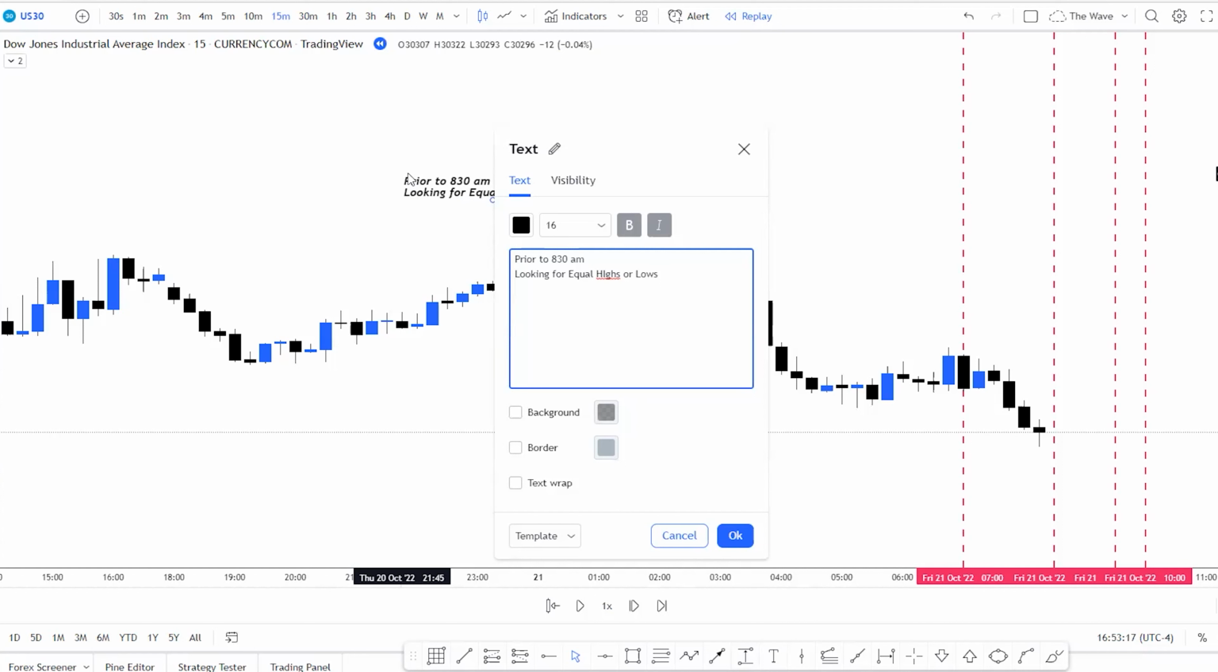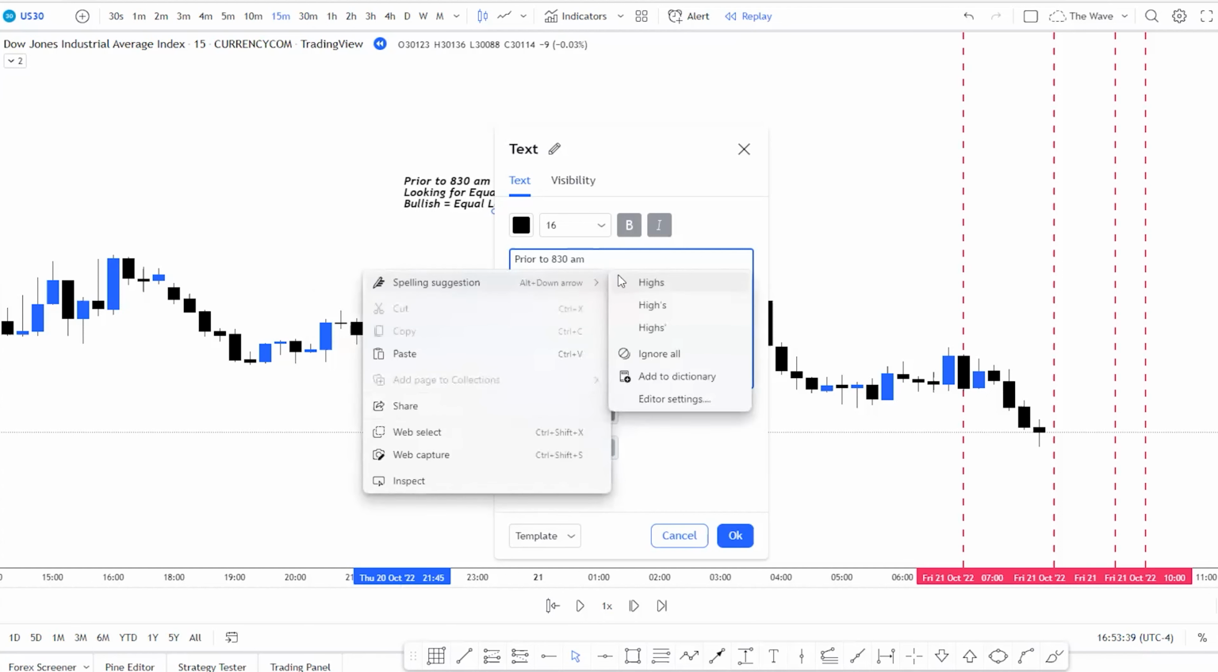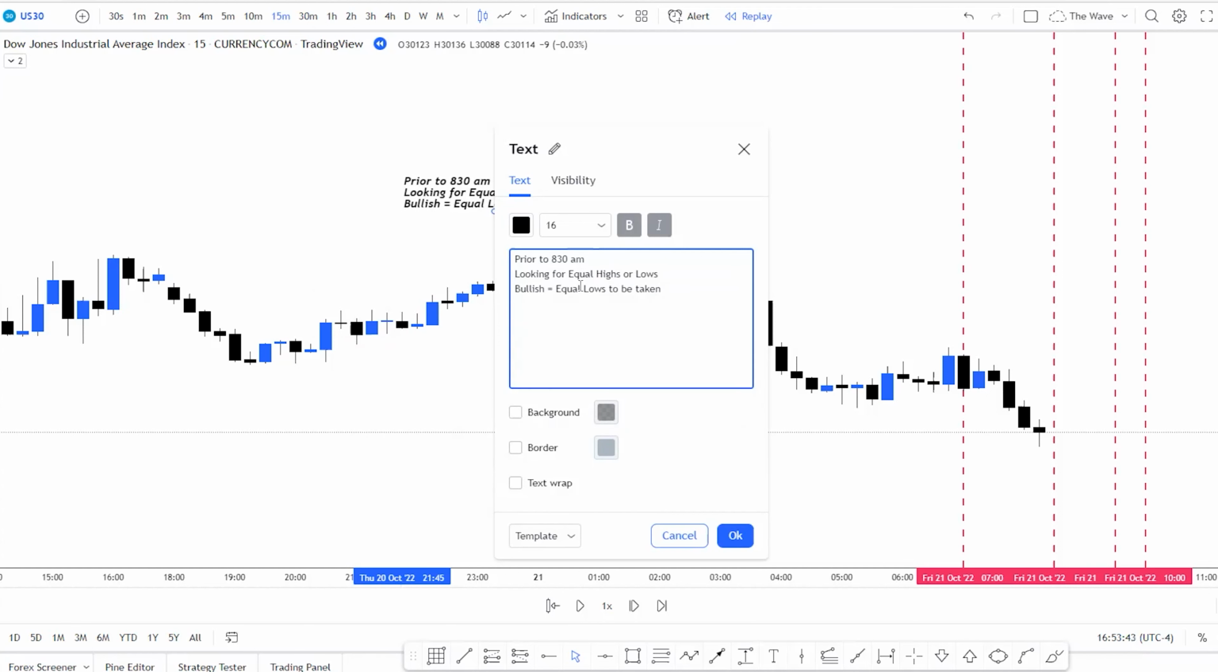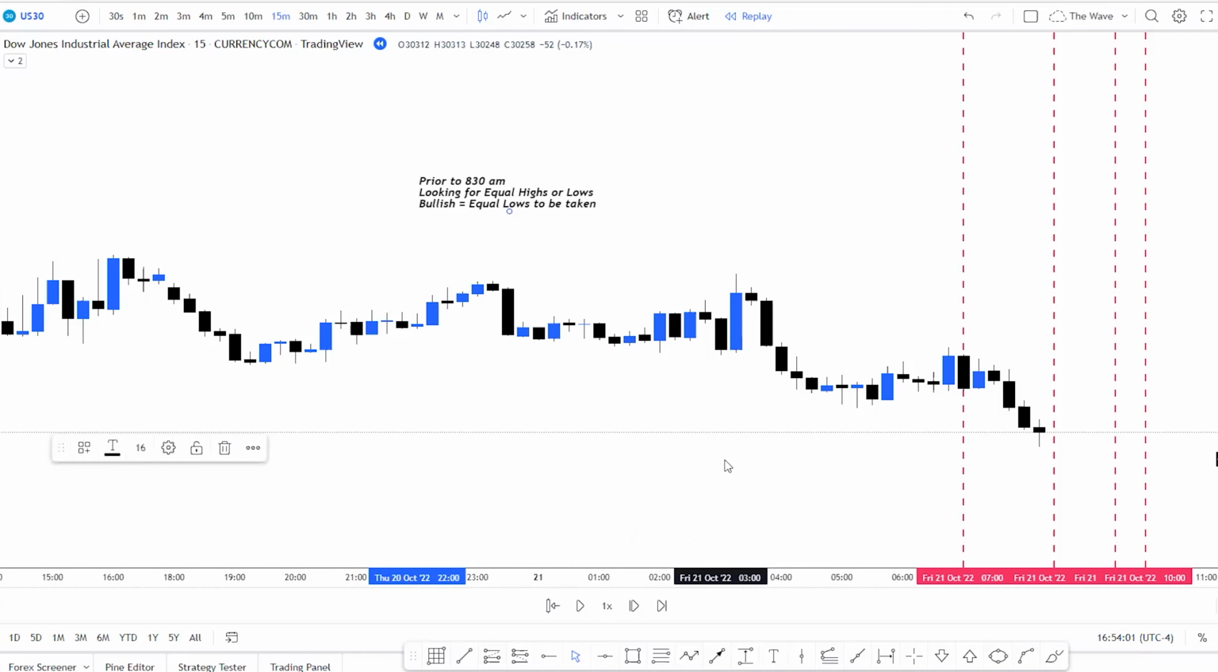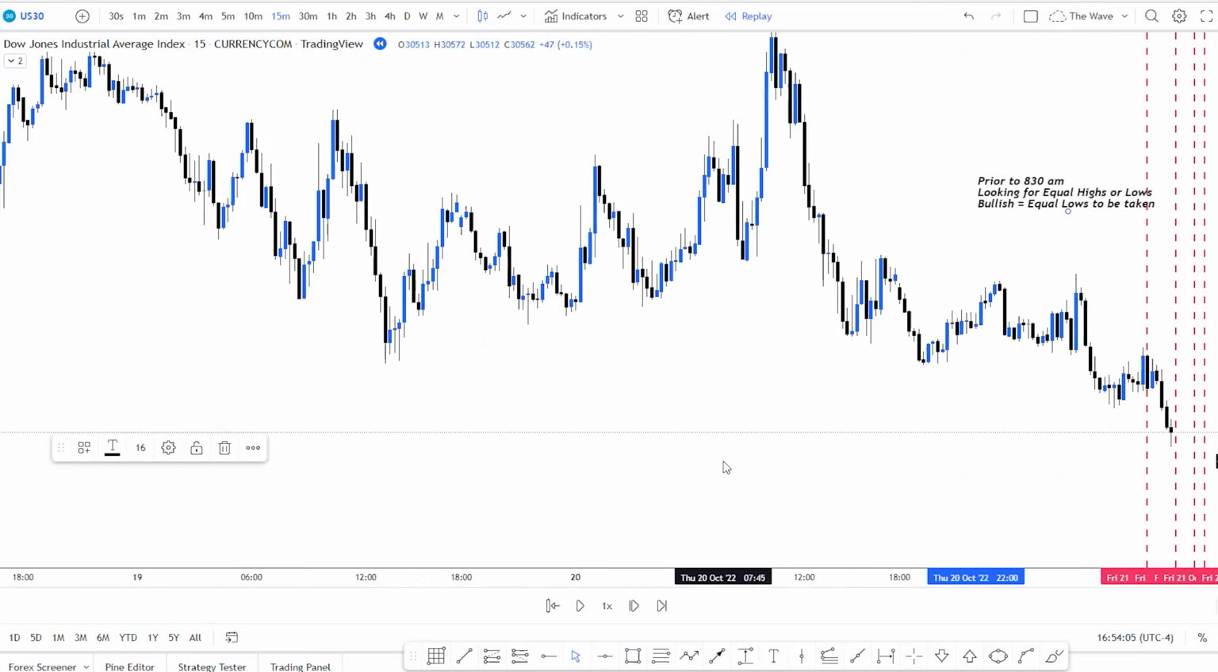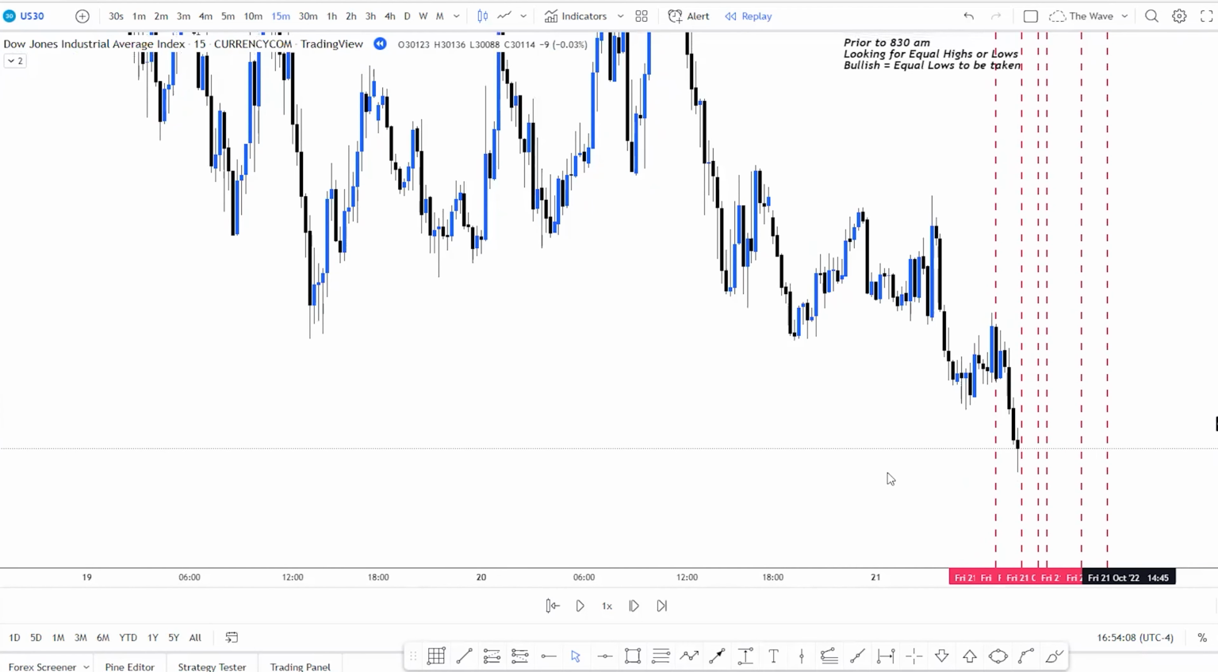Why are we looking for those to be taken out first? Because we're bullish, we want equal lows to be taken, because we want to buy low, right? Buy at a discount. So we're looking for lows to be taken. We want price to get down to cheaper prices so that we can buy it at a really good price and it moves up on us. So we're bullish, and we're looking for equal lows to be taken first. Prior to 8:30, we're looking at where there are equal lows or a swing low to be taken.